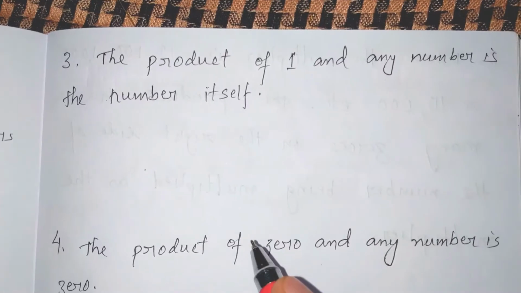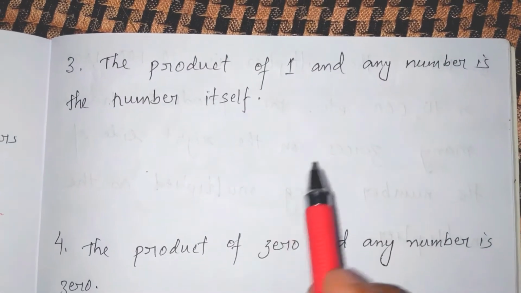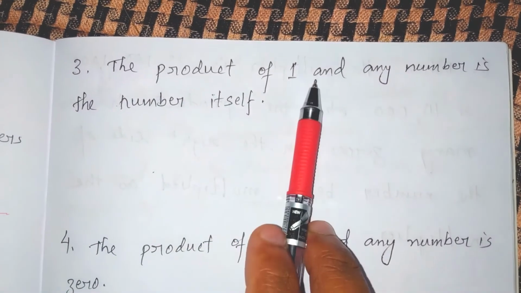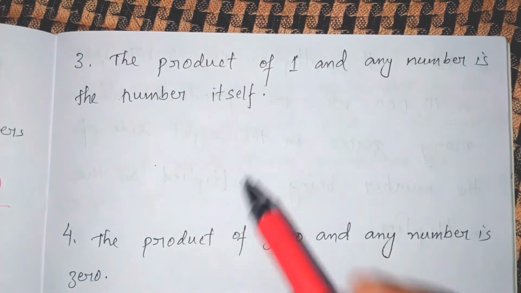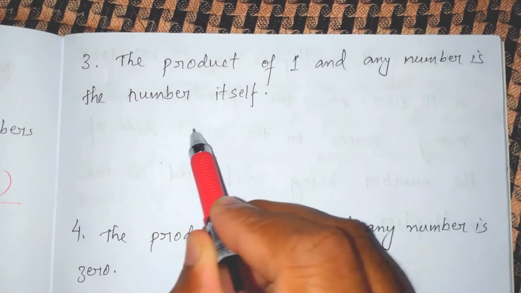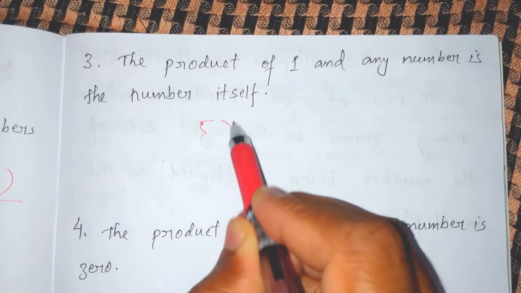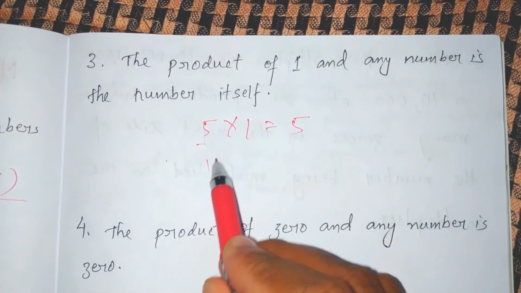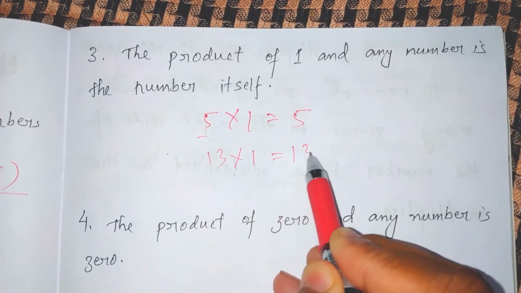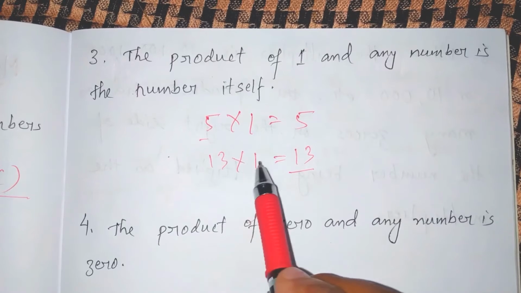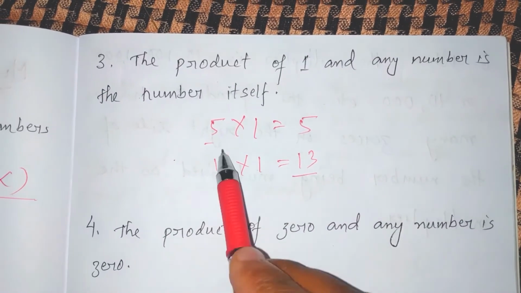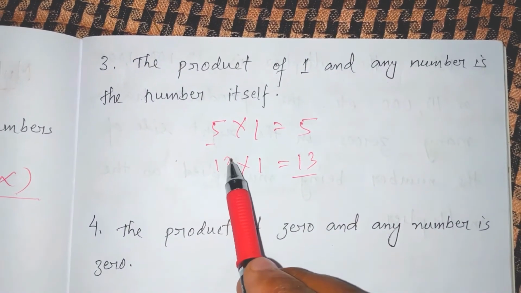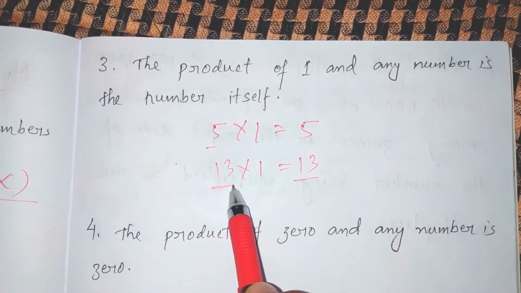Students, this one is a very simple property. You see, the product of 1 and any number is the number itself. We know about this. Suppose you multiply 5 with 1, you will get 5 only. If you multiply 13 with 1, you will get 13 only. That means whenever you multiply 1 with any other number, the product will be the number itself. Let's see the next property.